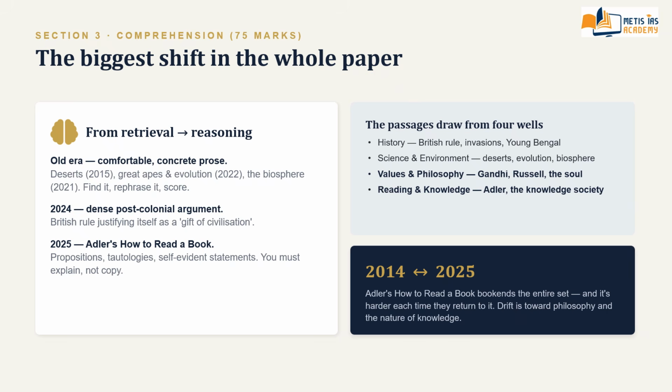So in 2024, the passage was a dense piece of post-colonial argument. British rule justifying itself as a gift of social civilization. This is the 2024 comprehension. This is abstract, layered, and ideological. In 2025, it went even further.